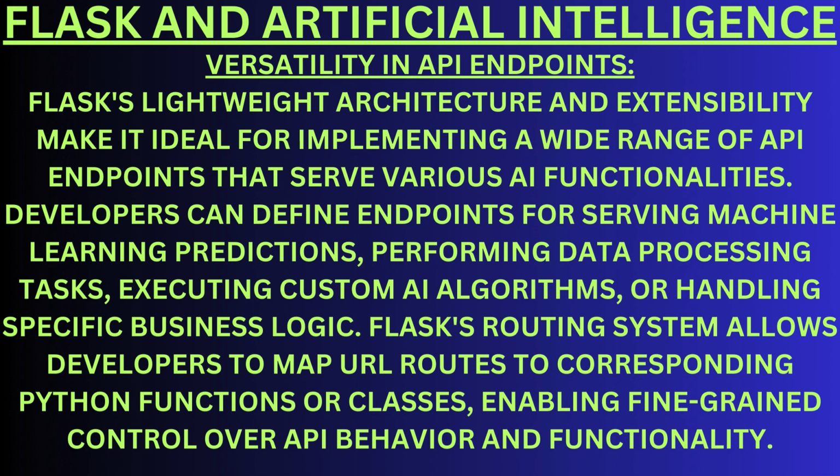Versatility in API endpoints. Flask's lightweight architecture and extensibility make it ideal for implementing a wide range of API endpoints that serve various artificial intelligence functionalities. Developers can define endpoints for serving machine learning predictions, performing data processing tasks, executing custom artificial intelligence algorithms, or handling specific business logic. Flask's routing system allows developers to map URL routes to corresponding Python functions or classes, enabling fine-grained control over API behavior and functionality.